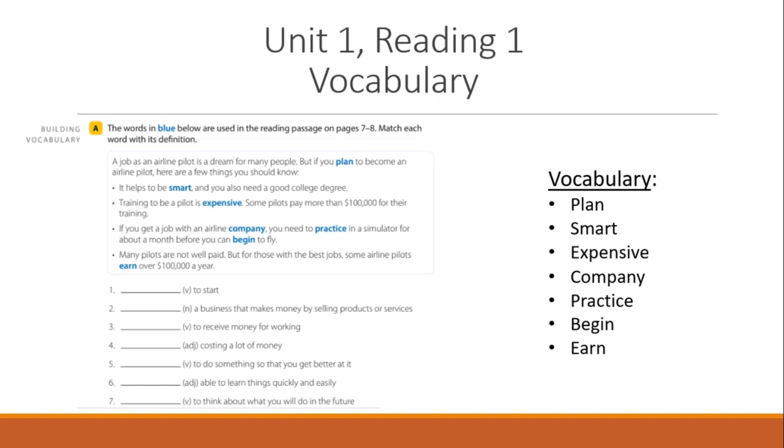Company, this is a noun, right? These are the different places where things are made, manufactured, or produced. So examples in Korea could be like Samsung or LG.